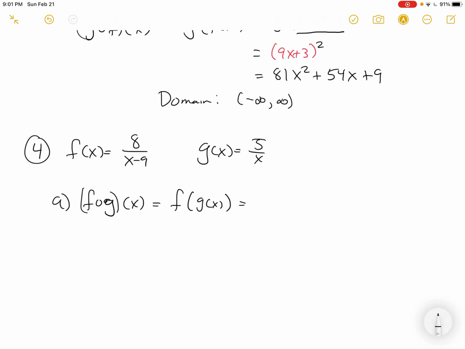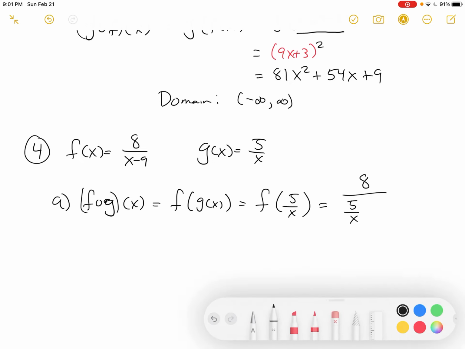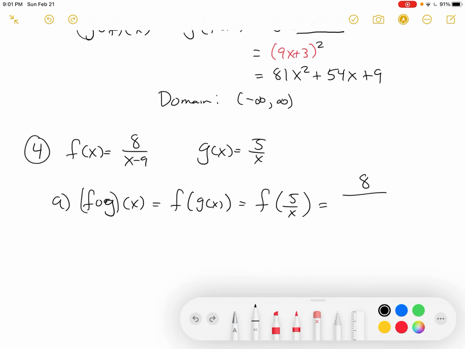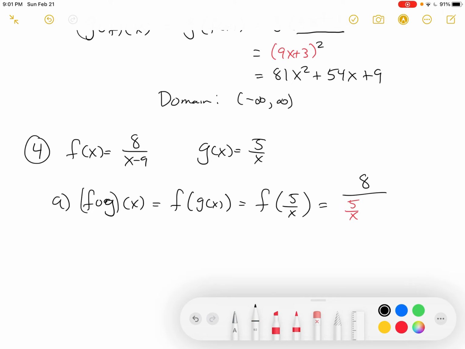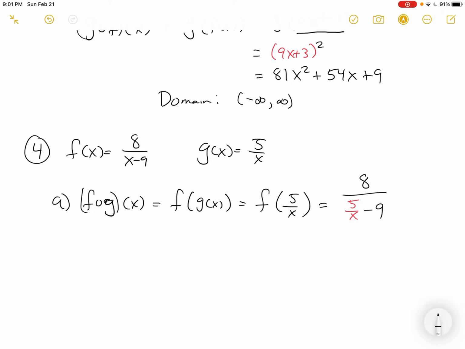So what's g of x? G of x is 5 over x. Awesome. And so what are we going to do with the 5 over x? Everywhere we see an x in f of x, we're going to put it in. So what do I have? I have 8 all over 5 over x. Let me keep with consistent patterns and put the substitution in red. Because what you should see in black is the f function with its x replaced, the red part replaced with the g function 5 over x.